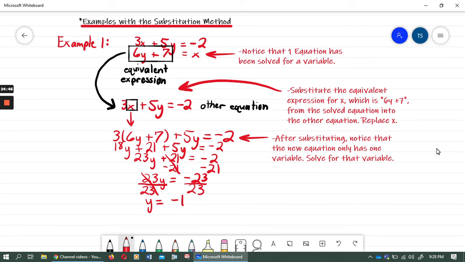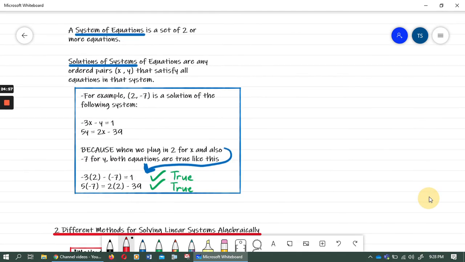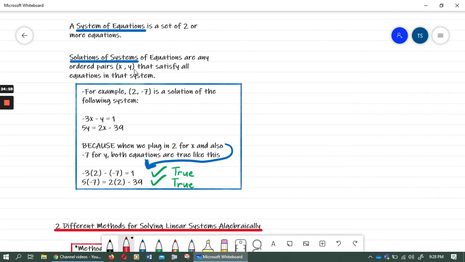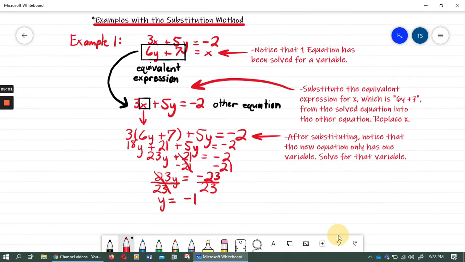So, guys, we are not done. We only have the value for one of these variables. Remember that I told you that a solution for a system is an ordered pair in the form of x, y that satisfies all the equations. So right now all we have is a y value. We need an entire ordered pair, and we need to write the solution as an ordered pair in the form of x, y. That means that we need to not only have a y value like what we have here, but we need to know what the x value is as well.